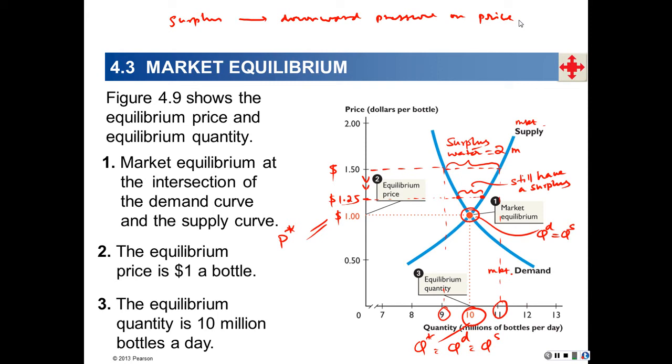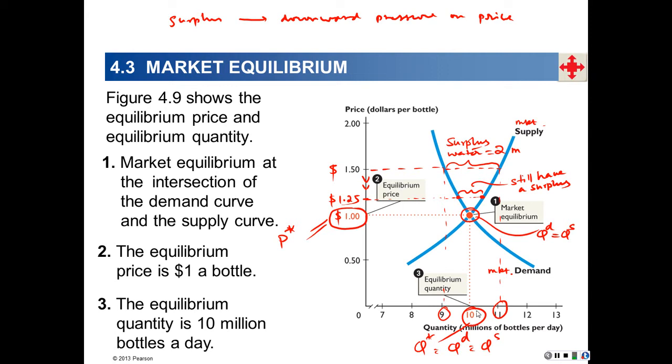And when does this fall in the price stop? When the price reaches $1. Now, why does it stop falling after that? Because once the price reaches $1, you will notice that there is no longer a surplus. Because at that price of $1, there is no horizontal gap between the market demand and market supply curves, correct? So at that price of $1, the quantity demanded is 10 million per day, which is also the quantity supplied, right?